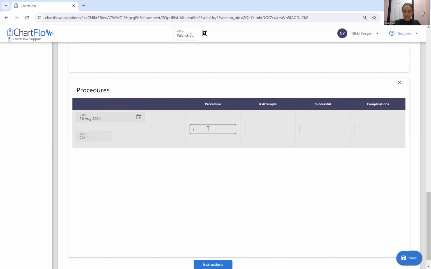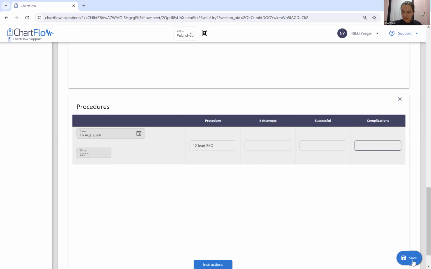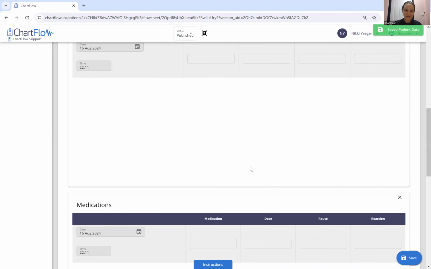This is a free-form text field. The field will expand as you type. So if it was something that was really long, you can put all of that in there. The number of attempts, if it was something that you had to try multiple times, if it was successful, and any complications that came because of it. When you fill all this out, we can hit save.